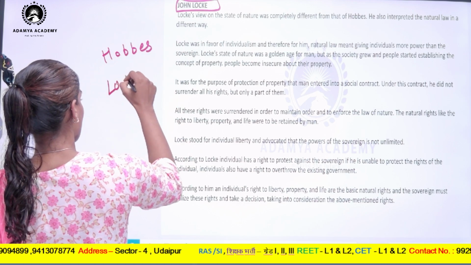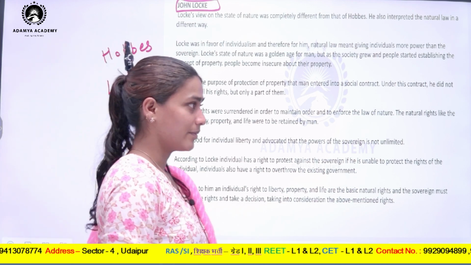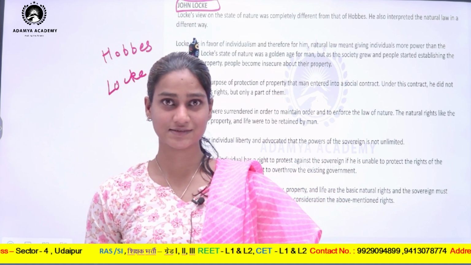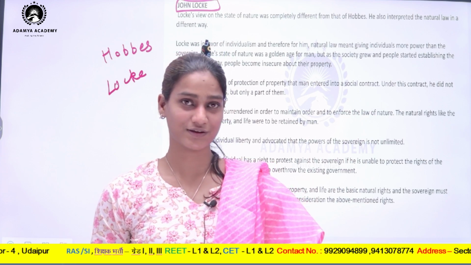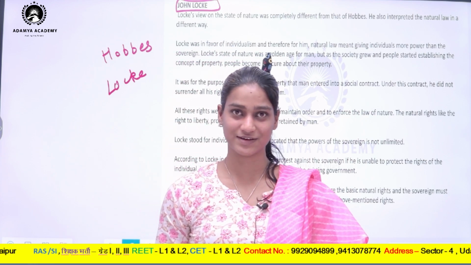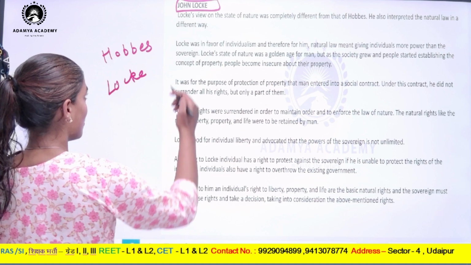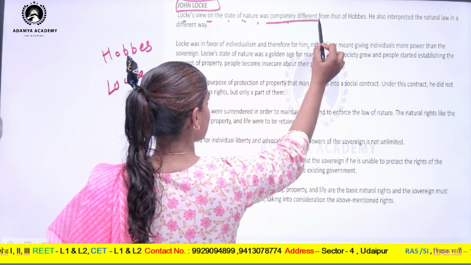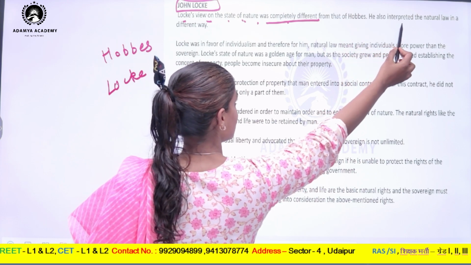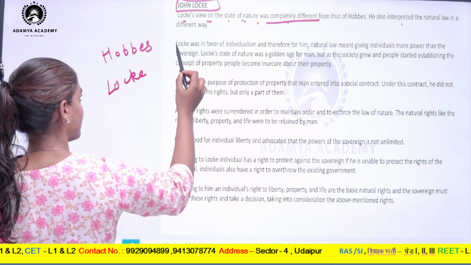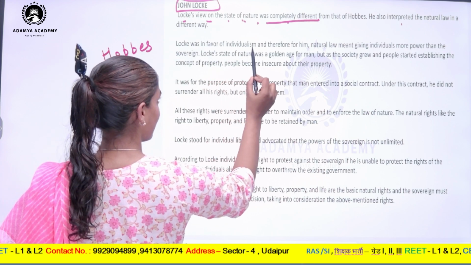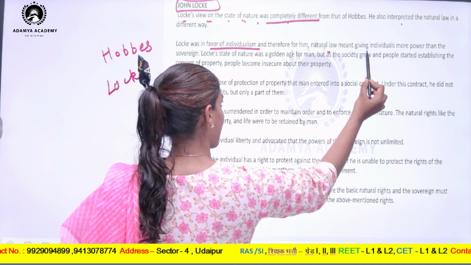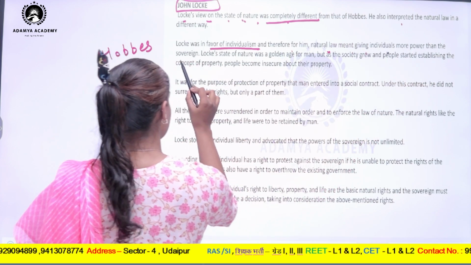Generally, Hobbes and Locke are studied simultaneously, but you will see that Hobbes' idea in the Renaissance period is totally different from what John Locke has to tell. So what is the idea of John Locke? Locke's view on the state of nature was completely different from that of Hobbes. He also interpreted the natural law in a different way. Locke was in favor of individualism, and therefore for him natural law meant giving individuals more power than the sovereign.